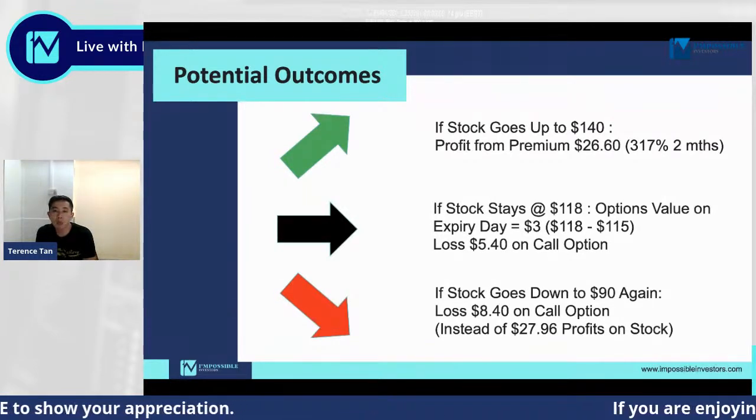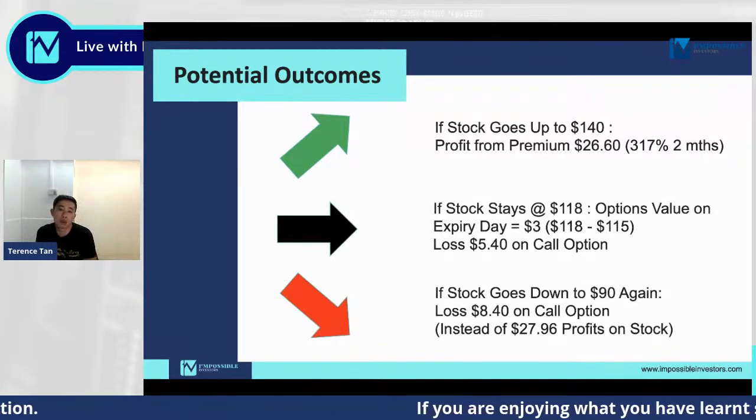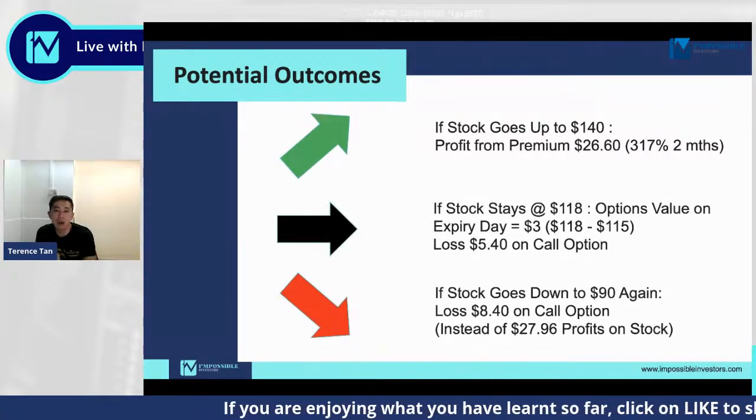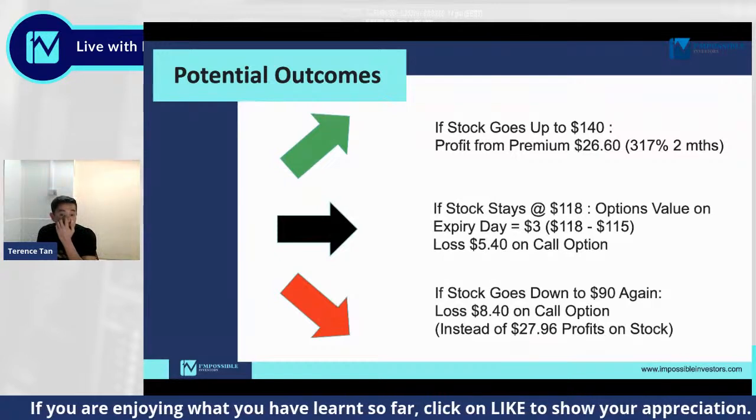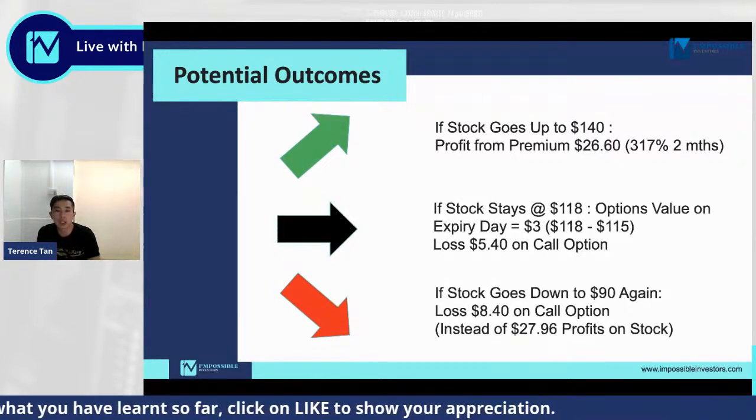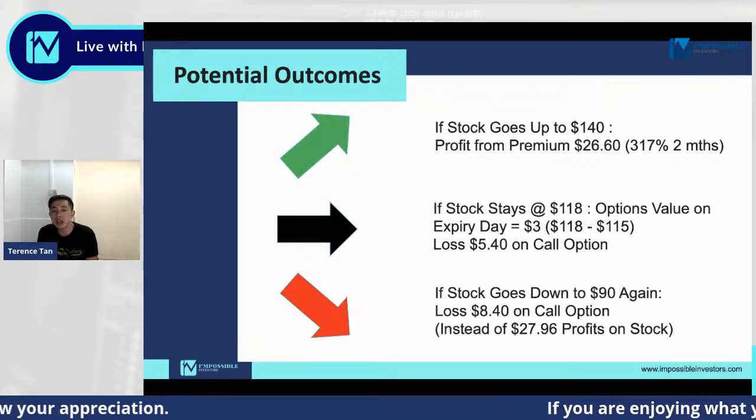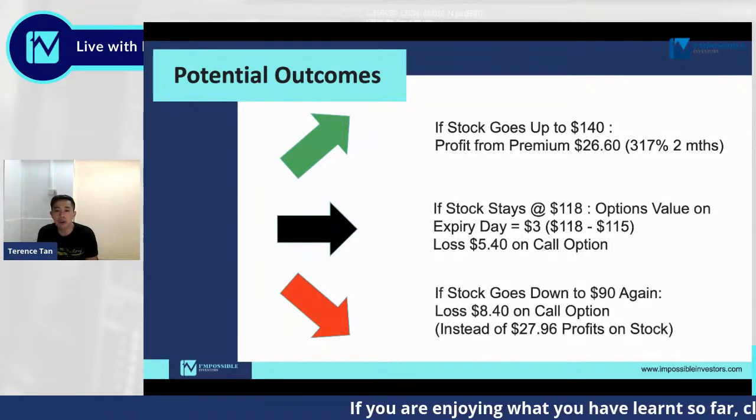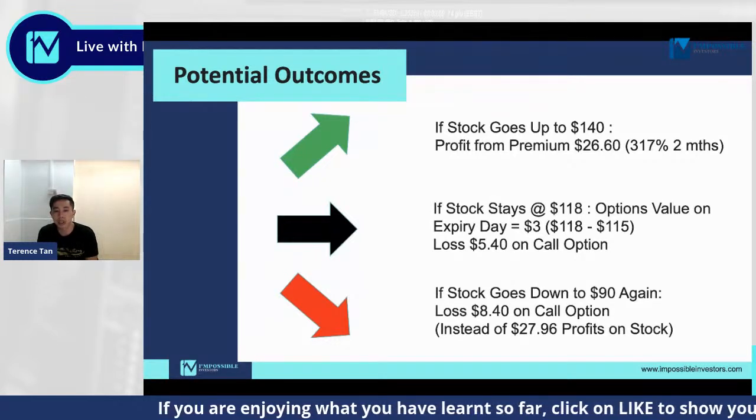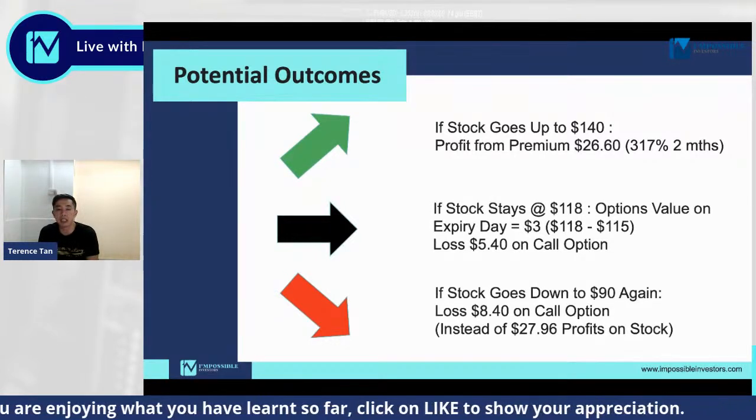If it stays at 118, which is where we started, the option value on expiry date is going to be worth $300 in claim value. So you have lost $540 from your initial investment. Now, if the stock goes back down to $90 again, you have lost $840 on the call option because you paid for it and it's going to expire worthless.